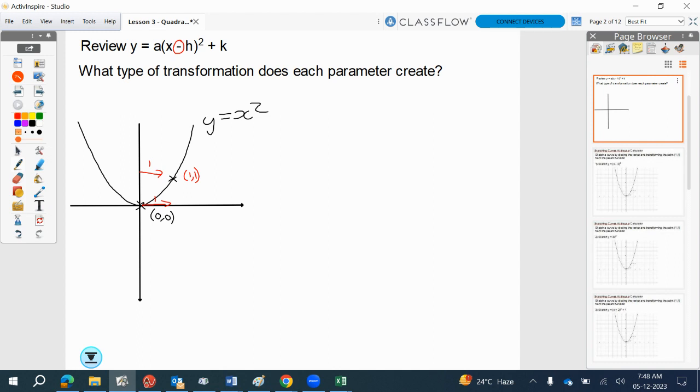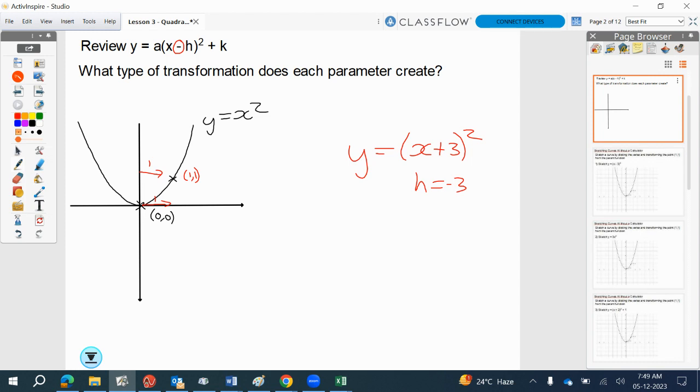So the value of h is always the opposite of what it looks like inside the bracket. A lot of people get confused like this. If we were to write y is equal to x plus 3 squared, what is the value of h at this point? Negative 3. Always the opposite of what it looks like because of that minus sign. So h is equal to minus 3.